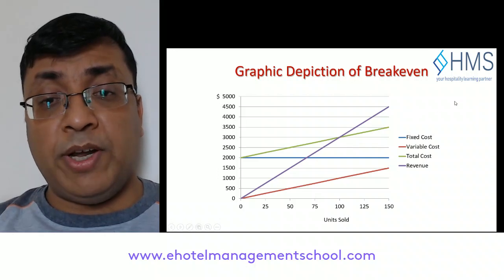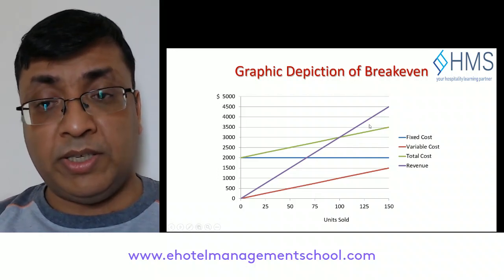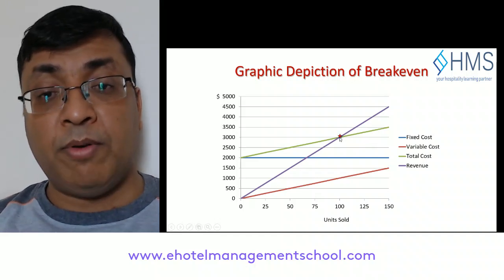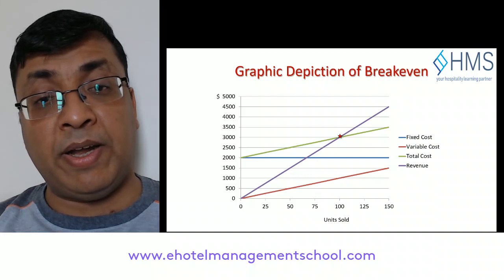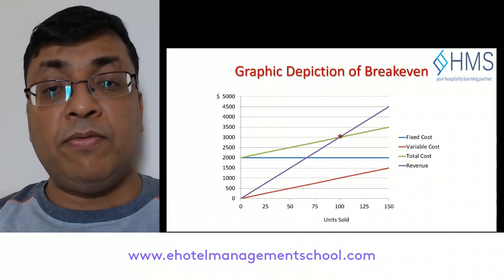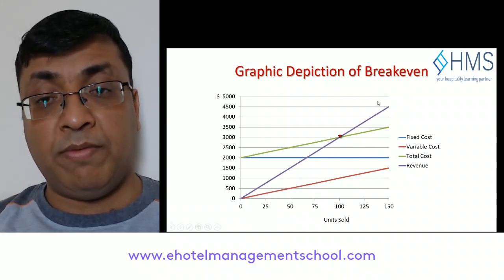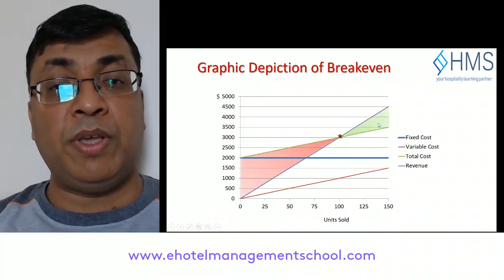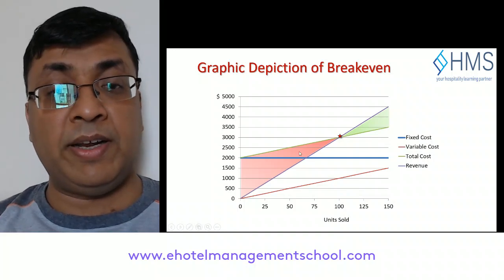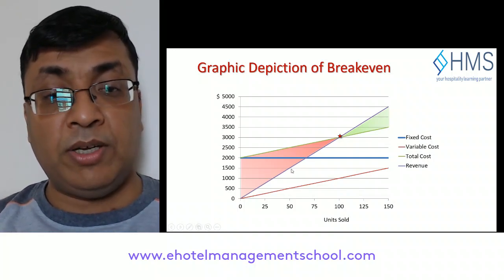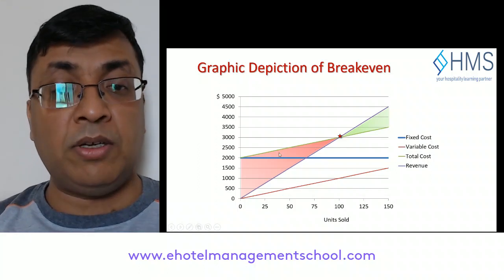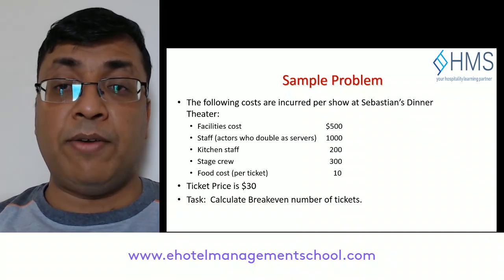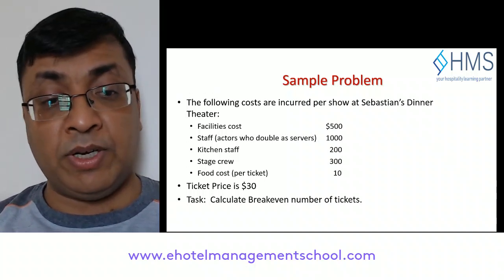So the break-even point will be where the total revenue and the total cost intersect. The break-even point will be this one, where they are meeting with each other. Anything which is sold beyond this break-even point will turn into a profit, and anything which is sold below this point will result in a loss, and the loss will be equal to the total cost minus the total revenue. Let's look at a sample problem if we want to understand it.